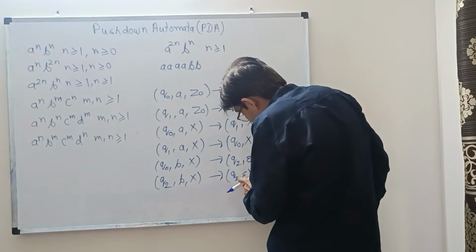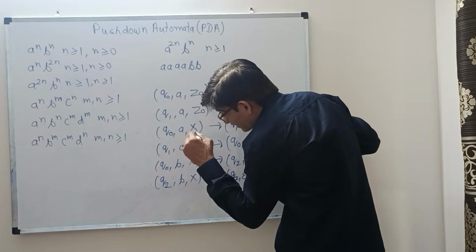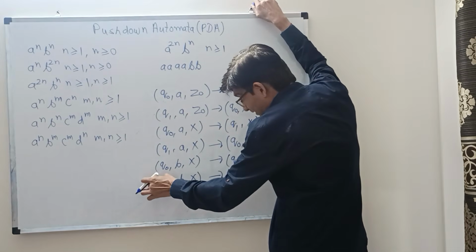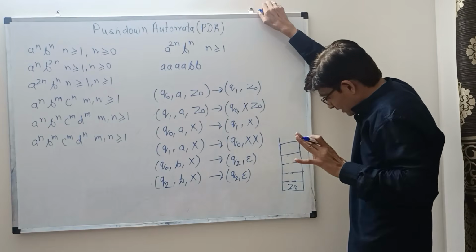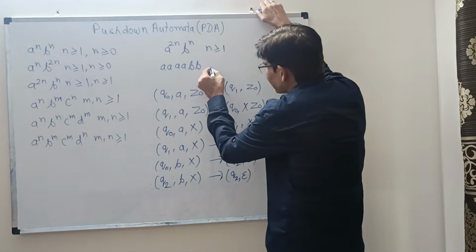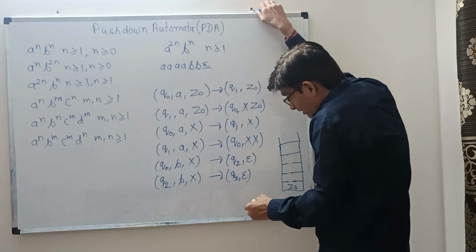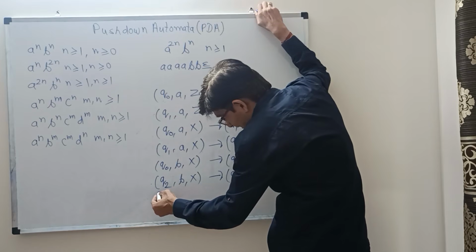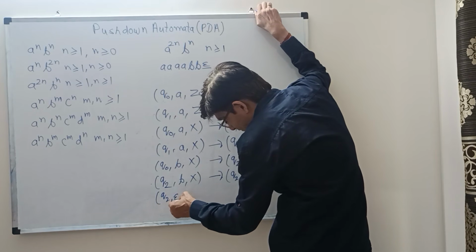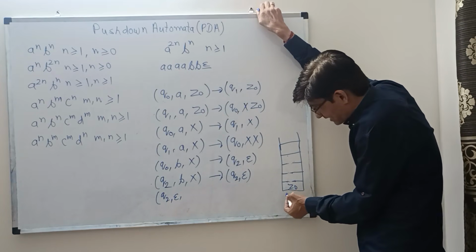And then after this, using this rule, you can read any number of B's there. Now, after reading all B's, we will be reading epsilon here, and we will be in Q2 at that time. So we can write Q2, reading epsilon, and Z0 must be on the top of the stack for validation.